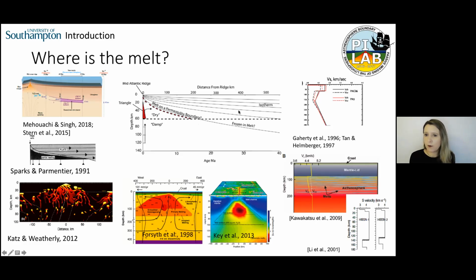And the way it falls off with depth could also be variable. It could be very gradual, as implied by this 1D velocity profile, or it could be quite abrupt, as suggested by these receiver function results. So we'd like to know a lot more about where and how much melt exists.